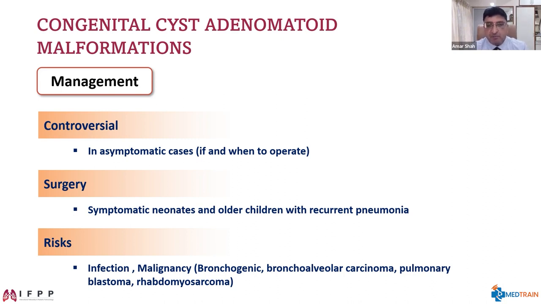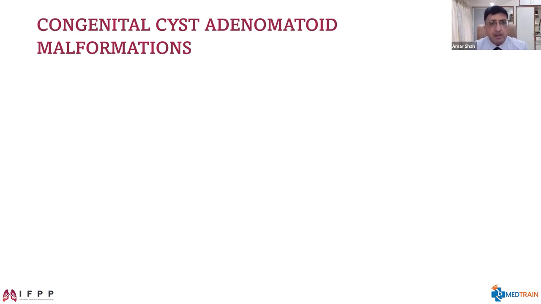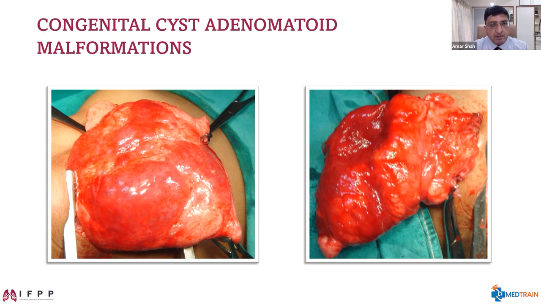The different types of malignancies that are seen in untreated CCAMs are enlisted, like bronchogenic, bronchoalveolar carcinoma, pulmonary blastoma, and even rhabdomyosarcoma. So this is the operative specimen. A thoracotomy was done, and here you can see the lobe of the lung with multiple cysts, and this is how a cystic adenomatoid malformation looks.